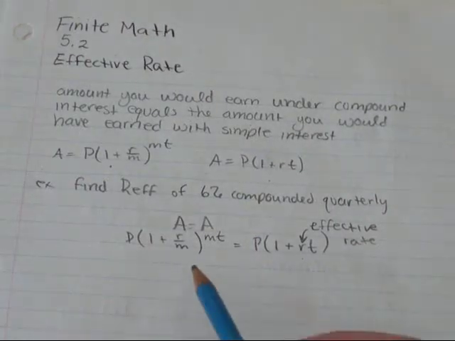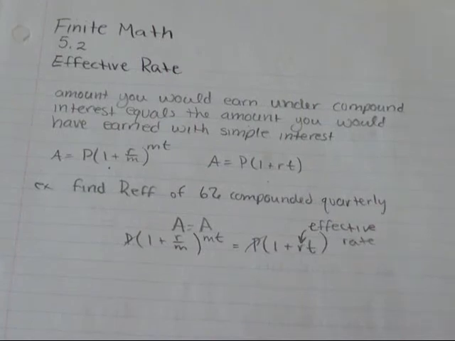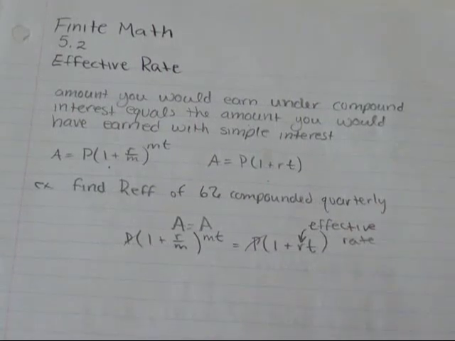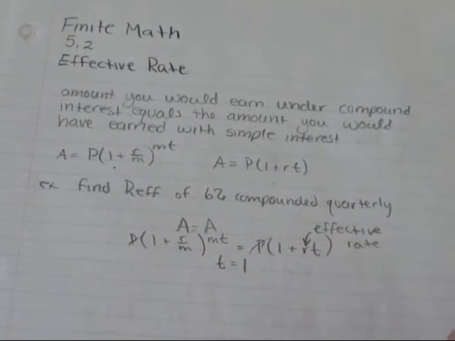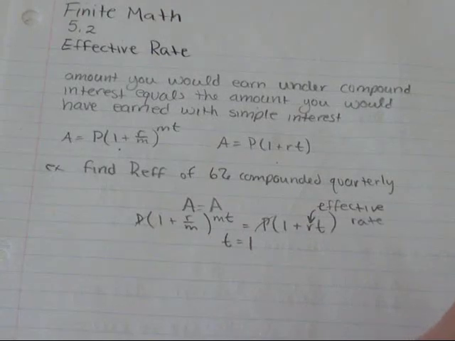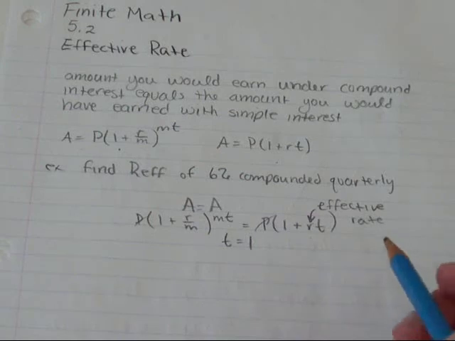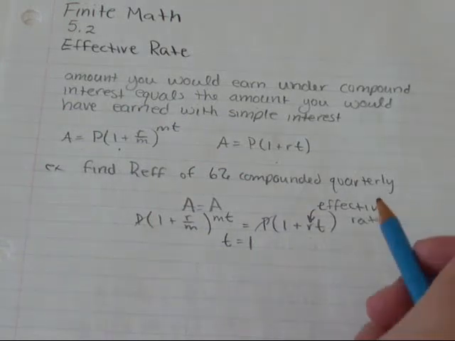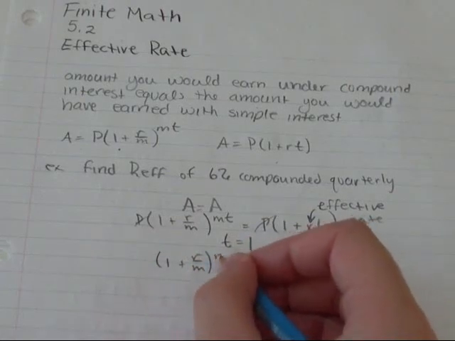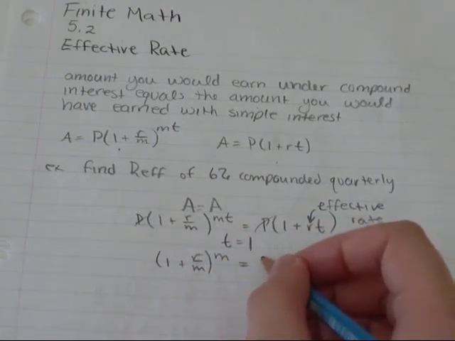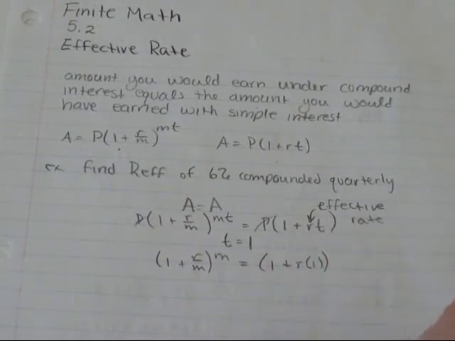This is going to be my effective rate. You'll notice we have a P on both sides, so those just cancel. T can equal anything, but I'm going to let T equal 1. So let's say, at the end of a year, what effective rate did I need to have the same amount of money in interest? So (1 plus R over M) to the M times T equals 1 plus R, and then T just equals 1, so it's just 1 plus R.